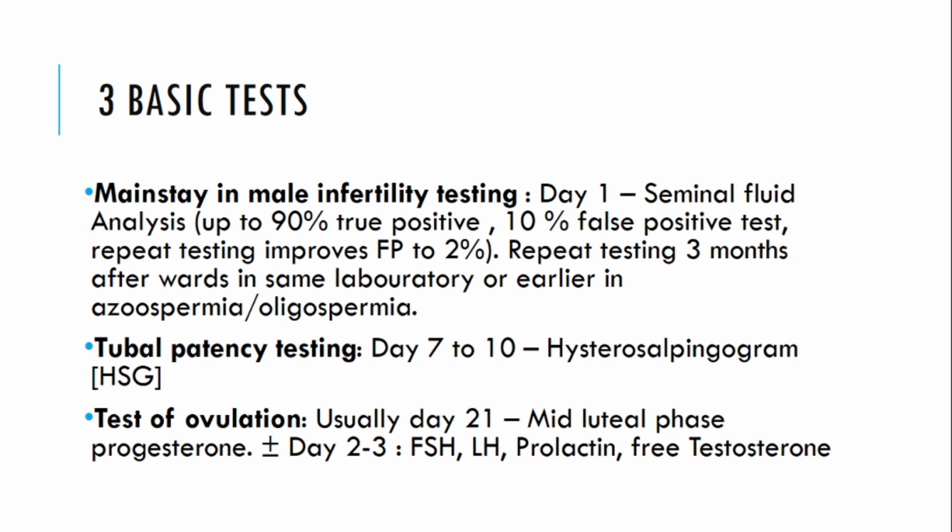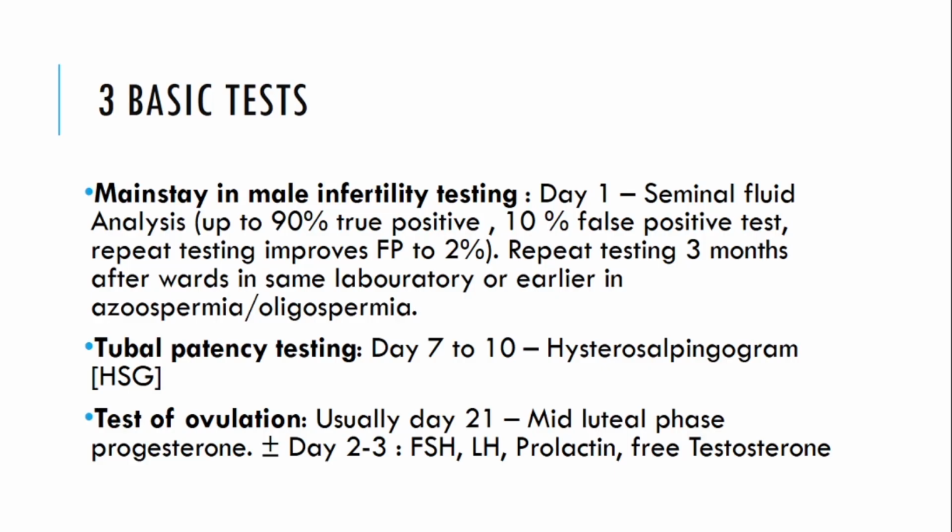This repeat testing can be done at least 3 months afterwards, to allow the spermatozoa cycle to take place. However, if the patient has azoospermia or oligospermia, it is advised to do this testing earlier. Some have said 1 month, some said 2 months, but it should be done earlier because you need to treat. And this assessment must be done in the same laboratory to ensure quality control. Tubal patency testing is done within day 7 to 10. Some talk about the day 10 rule, ensuring that the woman is not menstruating at the point this is done. This is a very important test and is quite cheap.